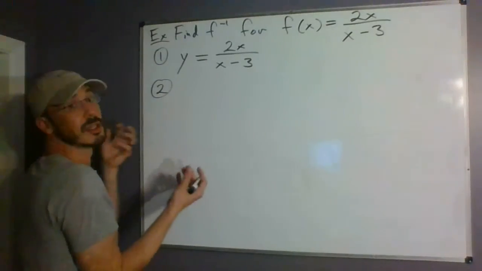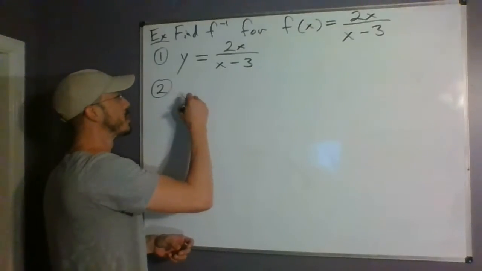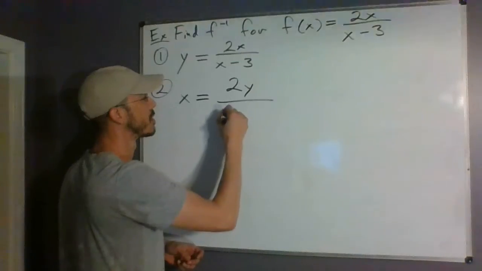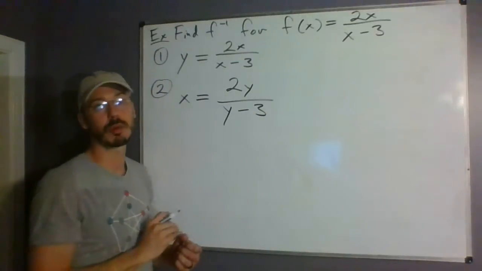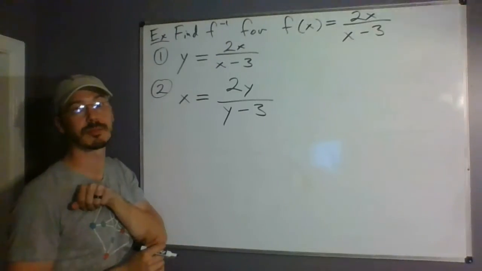Then, interchanging x and y variables. That means wherever there's a y, I put an x, and wherever there's an x, I put a y. I want to change all those x's. Well, there's 2 of them here. I want to change both of them to y's.